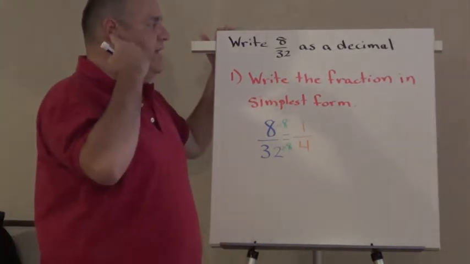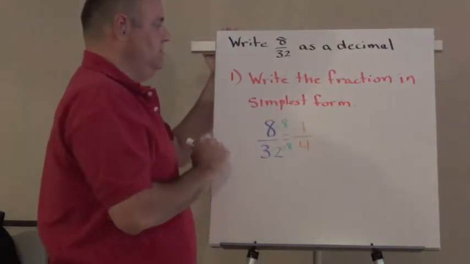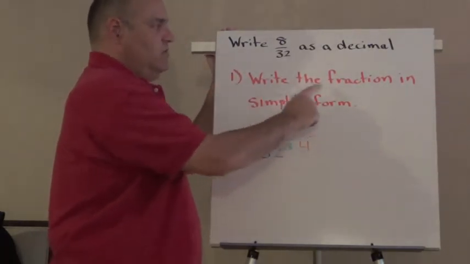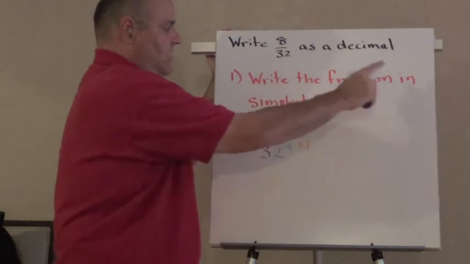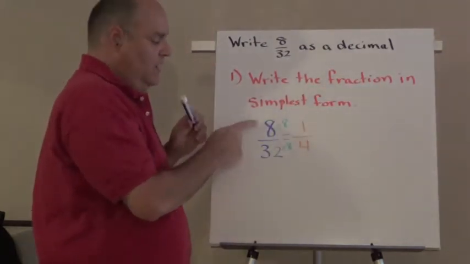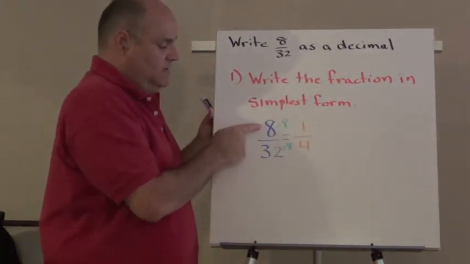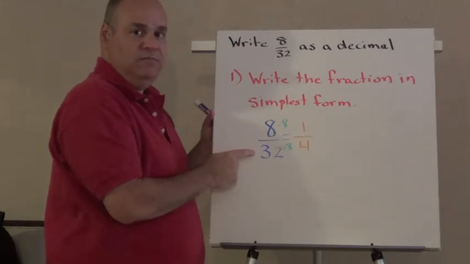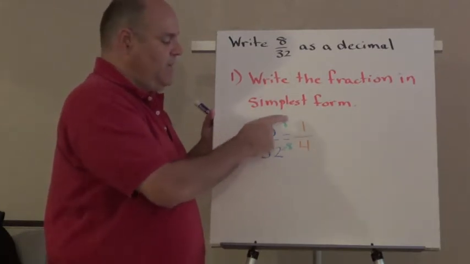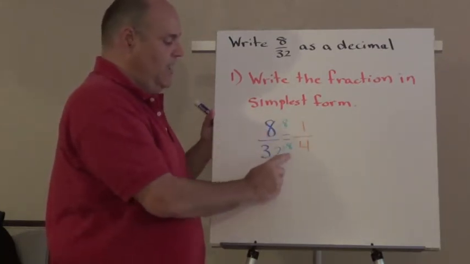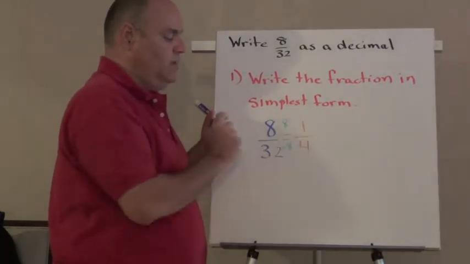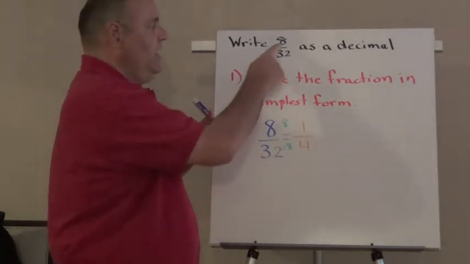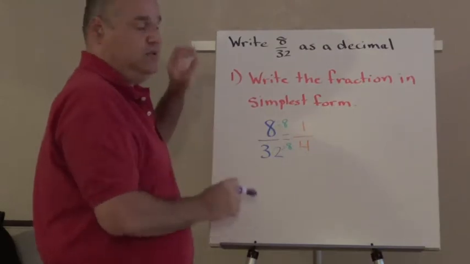We are going to write 8/32 as a decimal. The first step is to write the fraction 8/32 in its simplest form. I know that 8 is a factor of 32. So if I divide the top number by 8 and the bottom number by 8, I'll get 1/4. And 1/4 will be 8/32 in its simplest form.